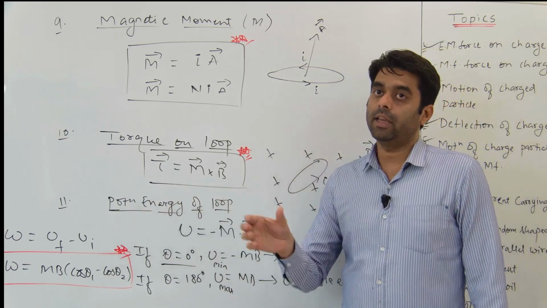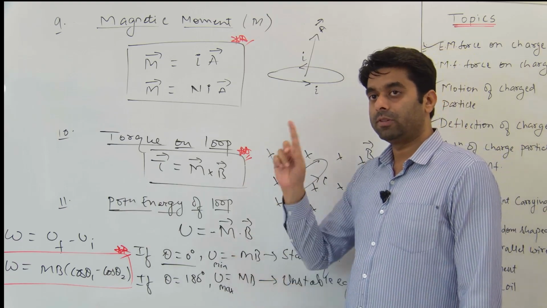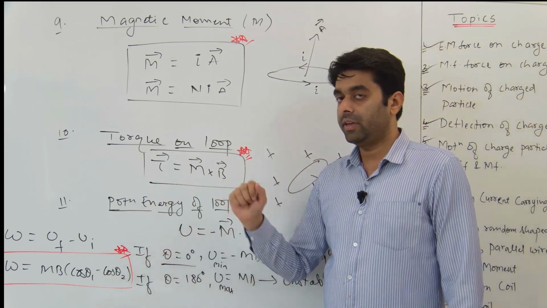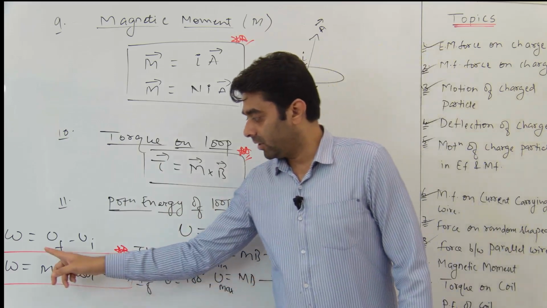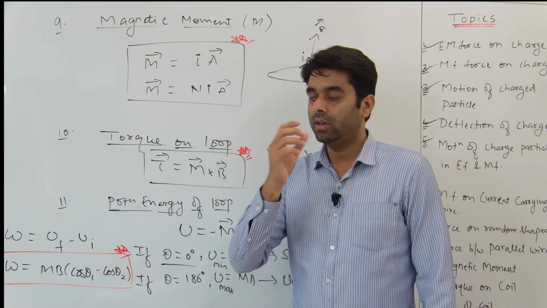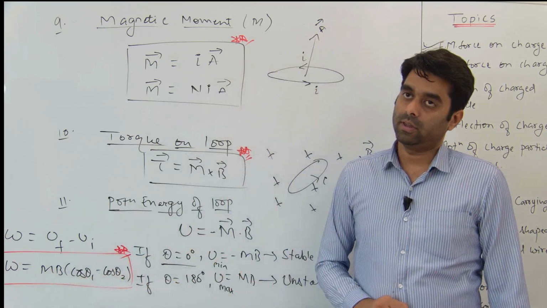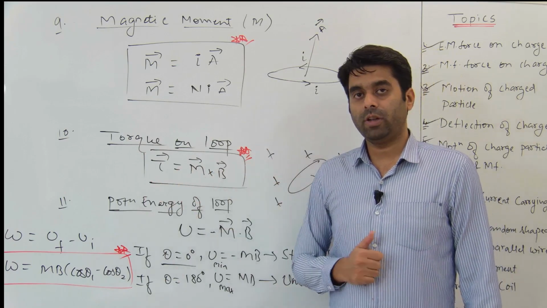Lastly, work done. If a loop is turned such that initially the angle between M and B was theta 1, and finally the angle between M and B is theta 2, then work done can be written as U final minus U initial. When we substitute this, the result we get is work done will be MB (cos theta 1 minus cos theta 2). Basically, we have to find the change in potential energy, right?